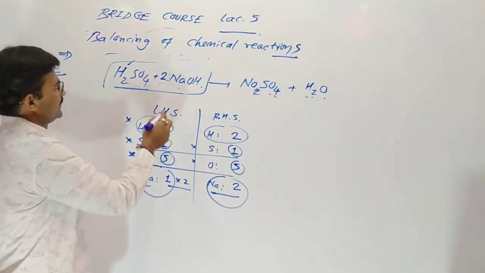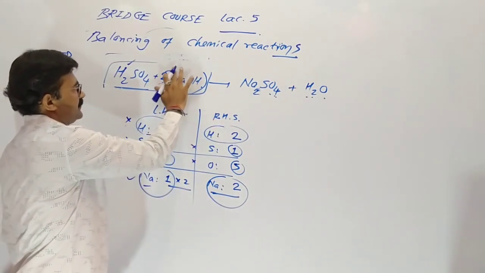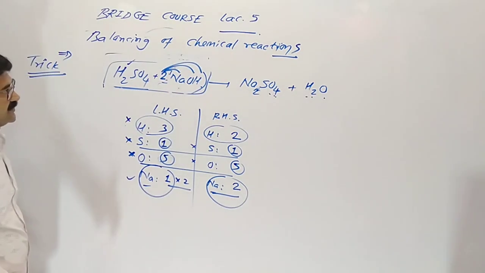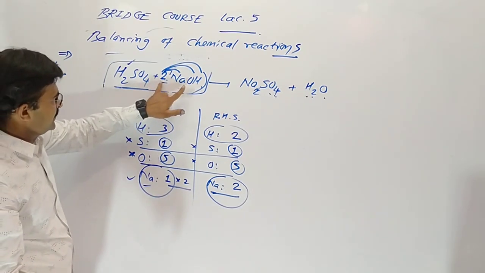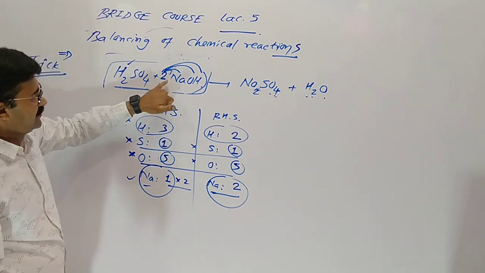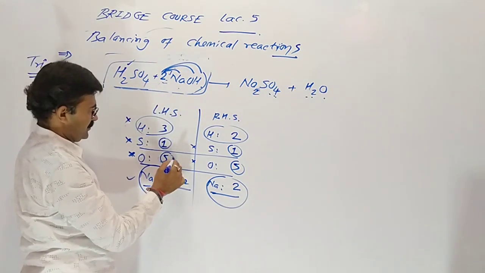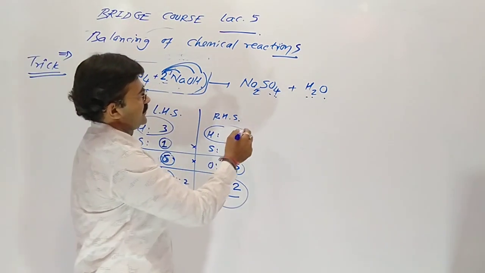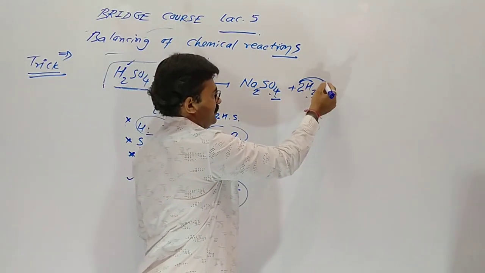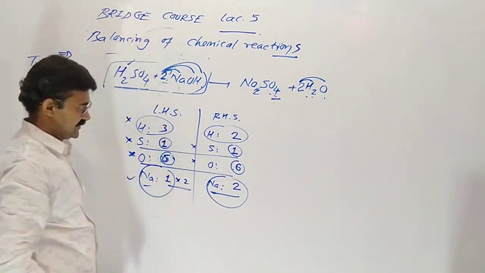But oxygen is changed. You can see 2 is multiplied to all compounds. So 2 sodium, 2 oxygen, 2 hydrogen. Here oxygen is changed, oxygen is now 4 plus 2, so here it is 6. Before it was only 4, so multiply by 2. 4 plus 2 is 6, so both sides are 6, 6.